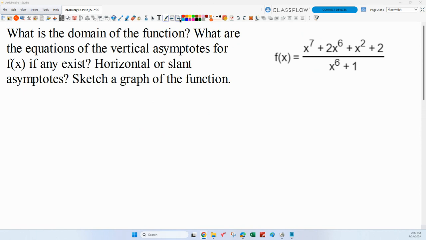Can't, because there's no zero of the denominator, right? Are we going to get a horizontal or slant asymptote? Okay, how are we going to find it? Long division. So probably we want to review that a little bit, right? Okay, so let's do a little long division.